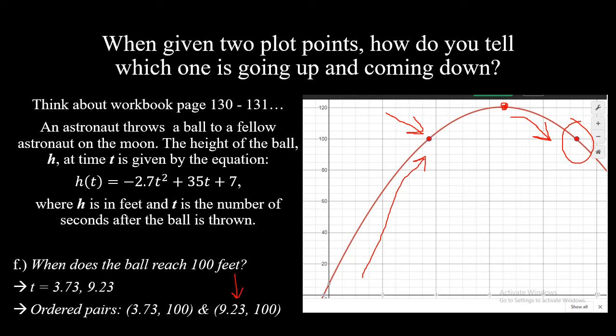Now, if our parabola had been facing the opposite way, if this had been concave up, we would have seen something a little bit different. In that case, the ordered pair with the smaller x value would have been coming down, and the one with the bigger x value would have been coming up. It would have been reversed. So it really depends on the concavity of your parabola. Hopefully that helps clear it up a little bit.